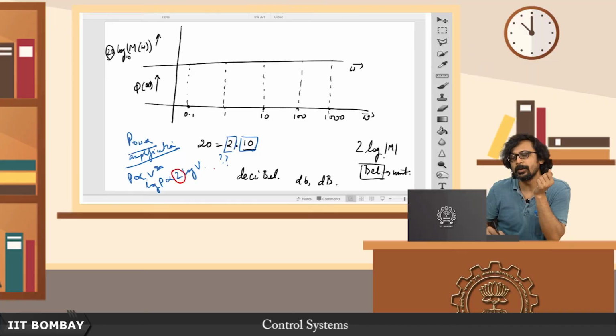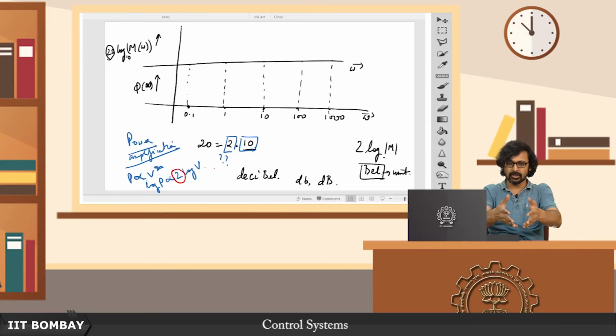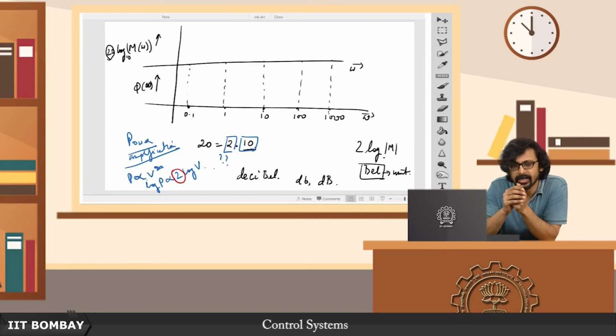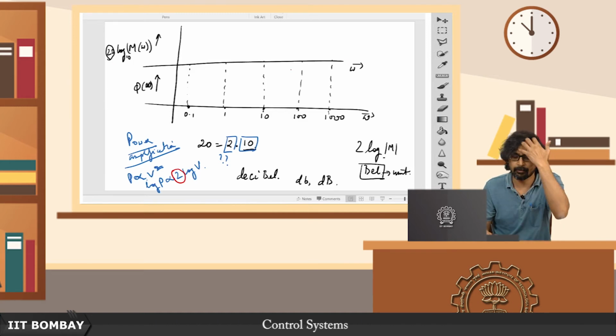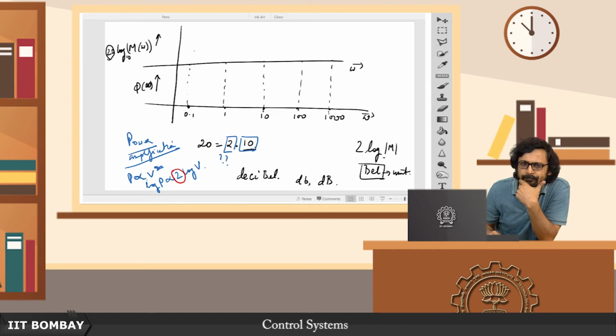So putting these two pieces together, this 2 comes in because people are used to this idea of power amplification, and this 10 comes in because decibel was deemed to be the appropriate unit for identifying the gain of the system at different frequencies. So that is why you multiply by 20 overall. That is what brings this factor of 20. So on a plot such as this, what we now want to do is see how this M of omega, or this 20 log to the base 10 of M of omega, varies with omega, and how phi varies with omega.